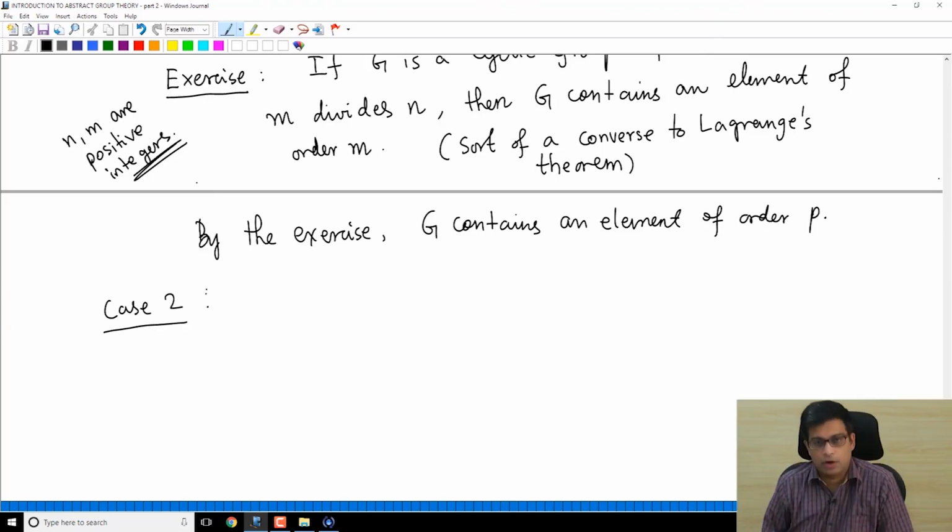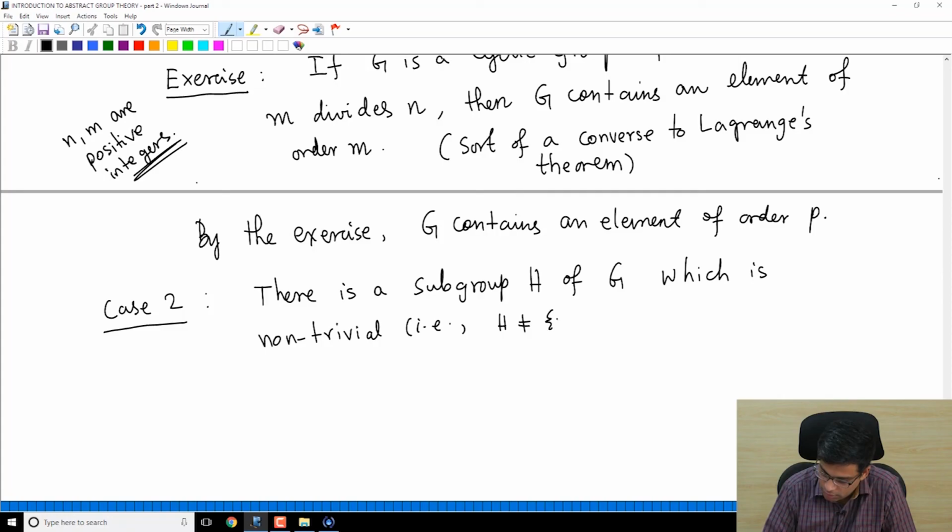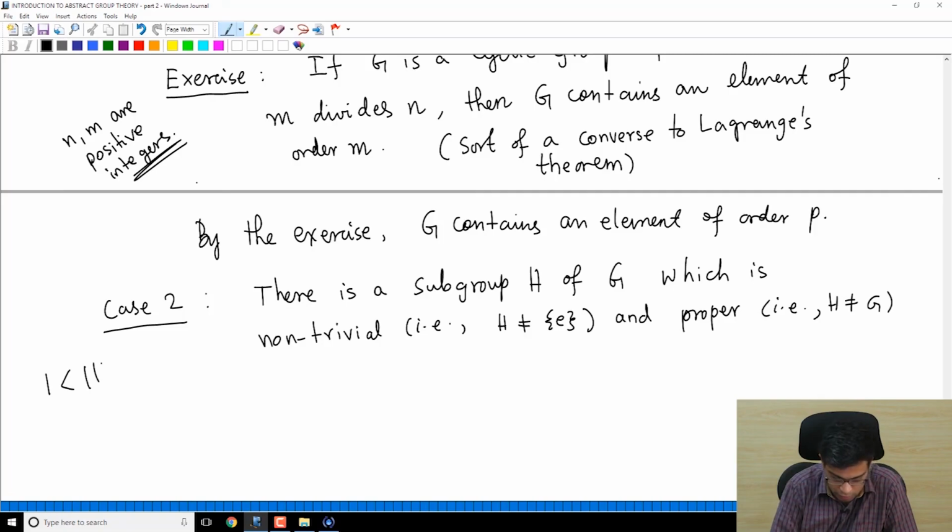Okay, so in case 2, what is the complement of case 1? Case 1 was that there is no subgroup of G which is non-trivial and proper. So case 2 would be that there is a subgroup H of G which is non-trivial, that is H is different from just the trivial group, and proper, that is H is different from G also. So we have 1 strictly less than order of H, strictly less than order of G.